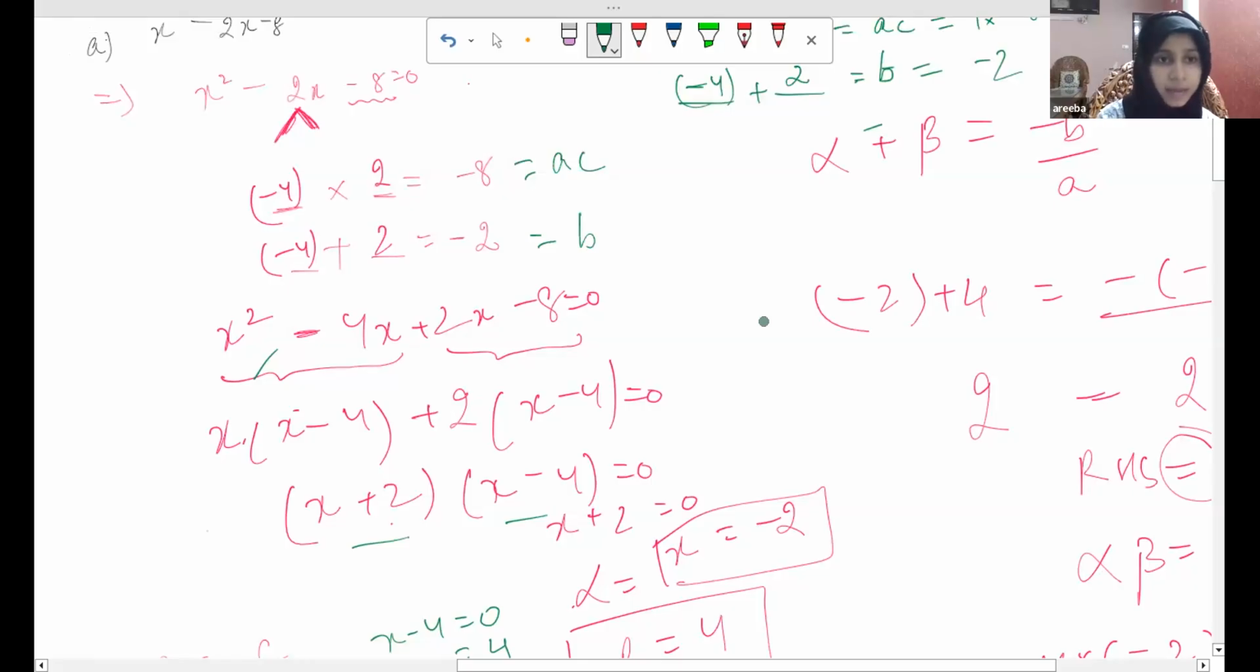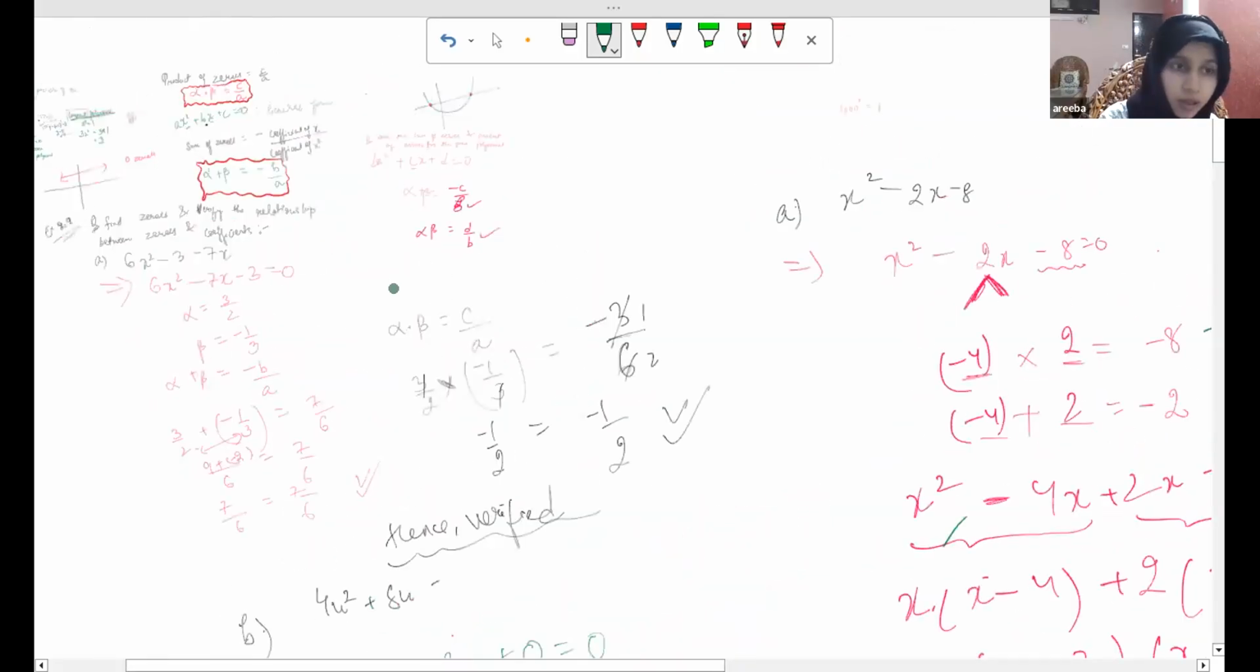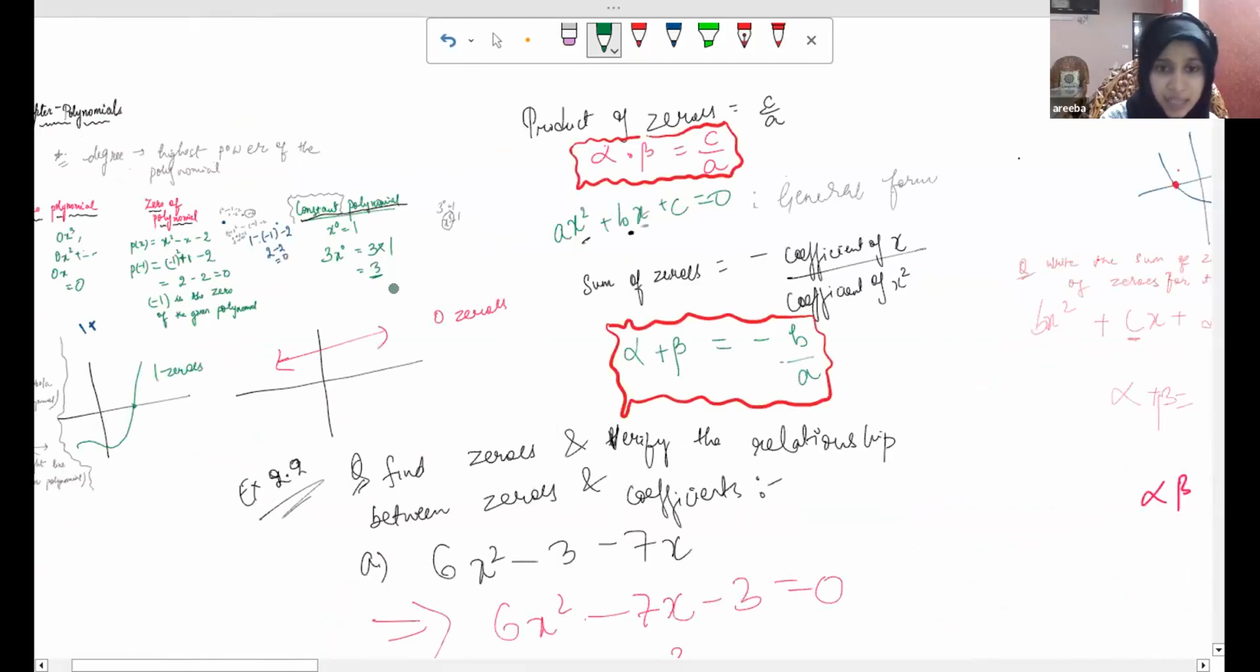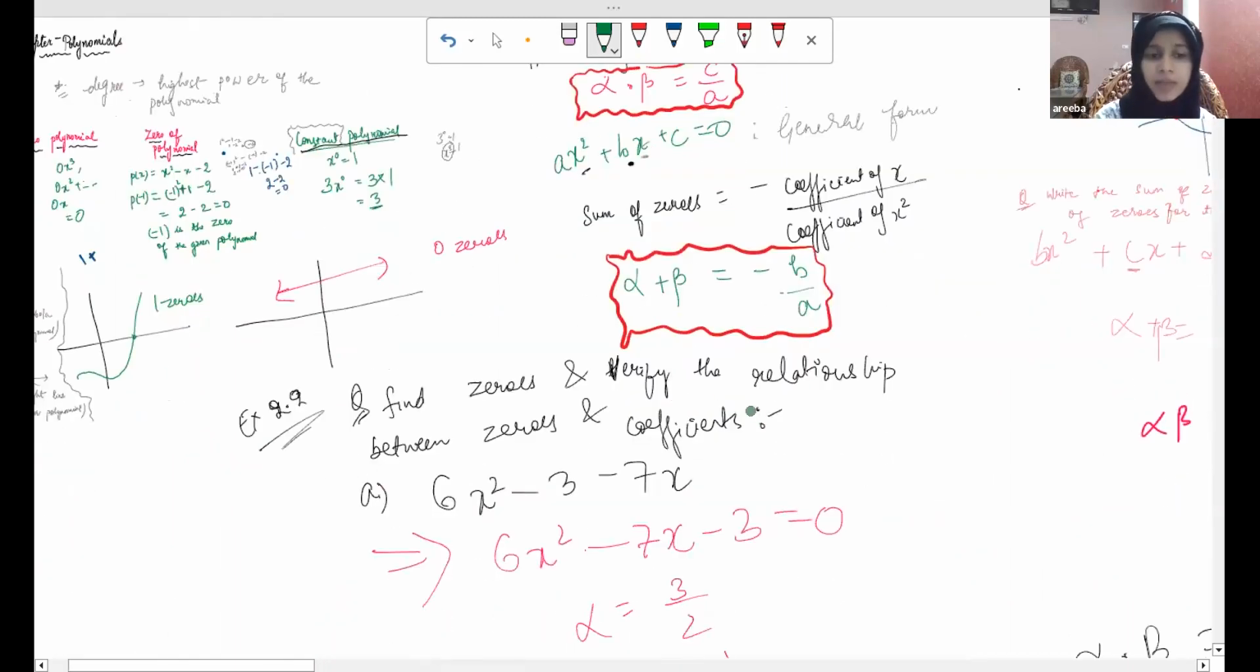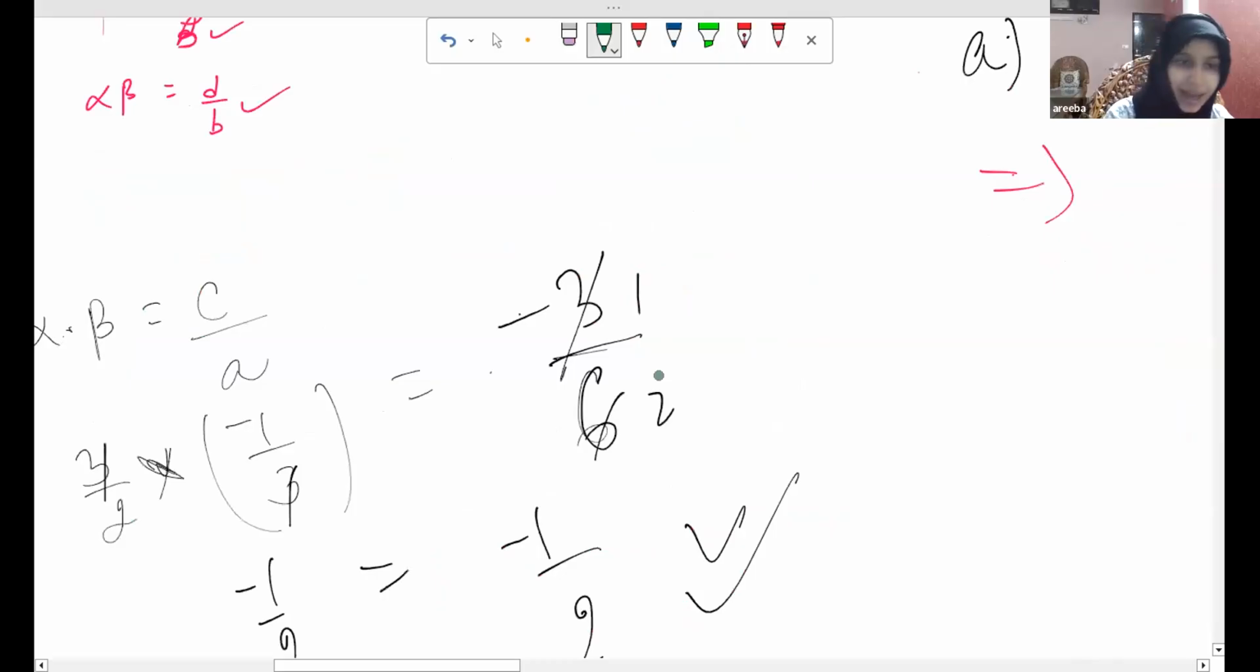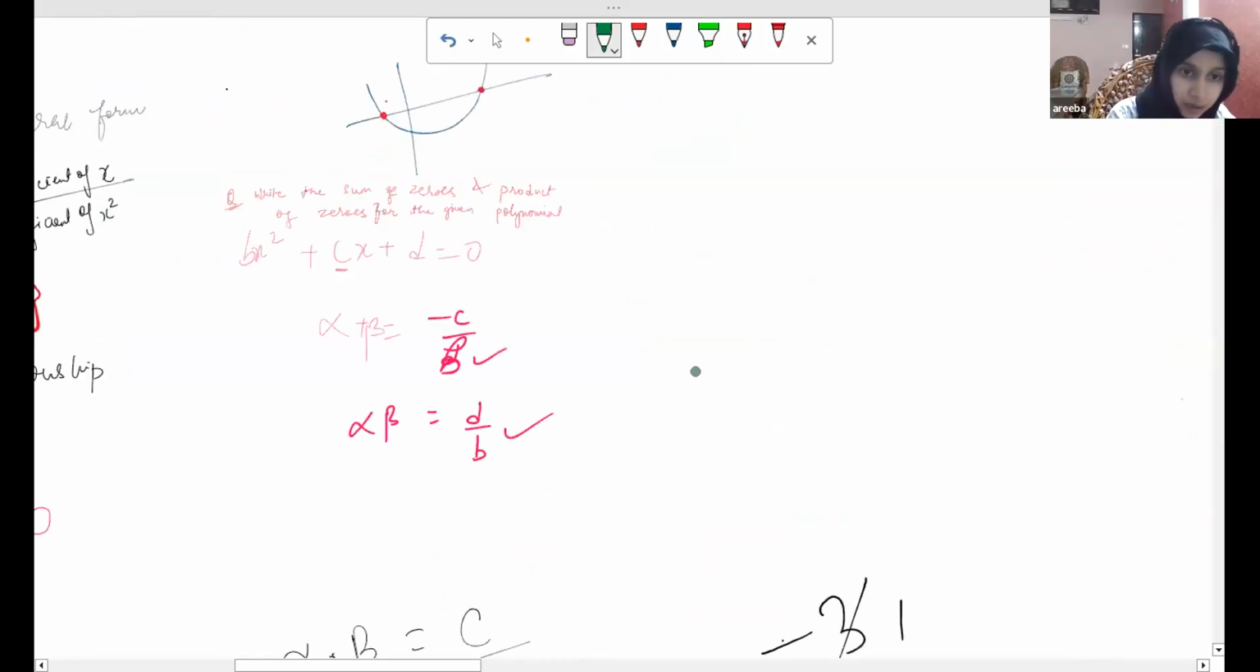Now write this. First, write the main question from the book: find the zeros and verify the relationship between zeros and coefficients. This was the question, right? Okay, write this question. And the A part was that. I'll show you there. First, write this question from the book. And I am showing you for the A part.